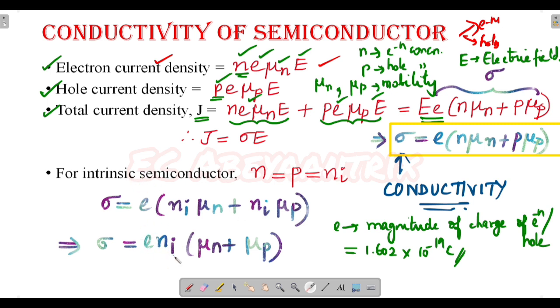So e Ni (mu_n plus mu_p). Okay, so this is the conductivity. This is the conductivity of an intrinsic semiconductor. Got the point? This is the conductivity of an intrinsic semiconductor.